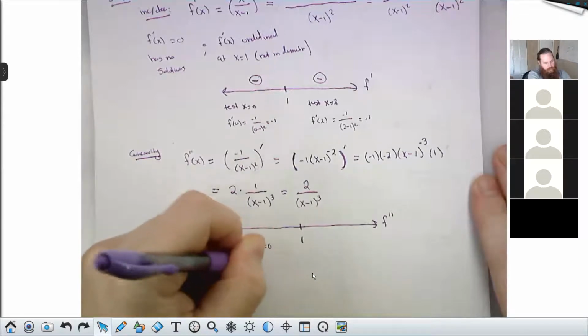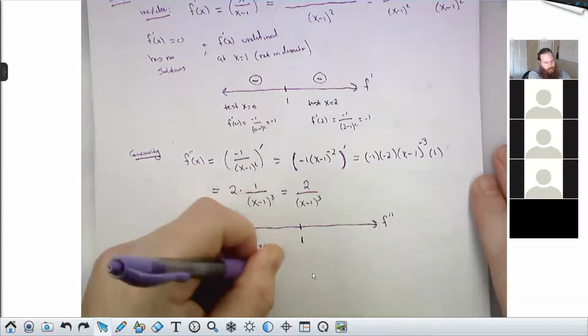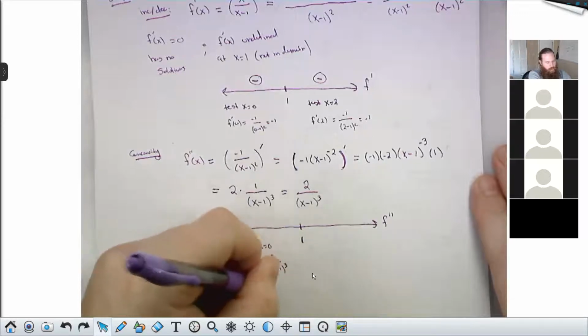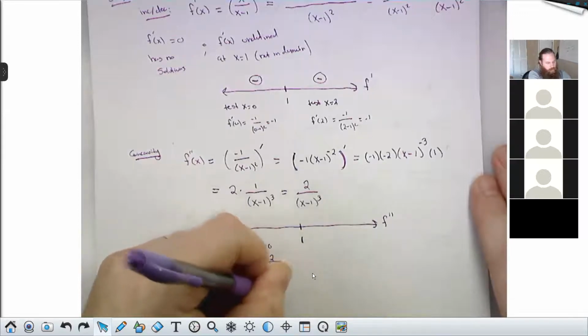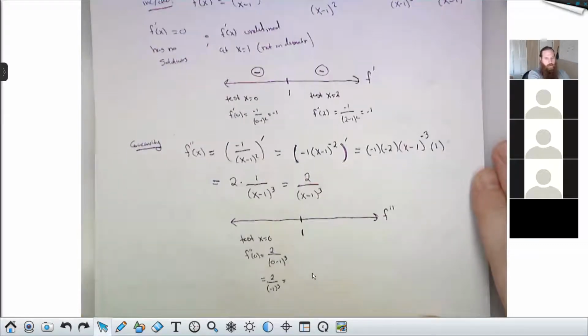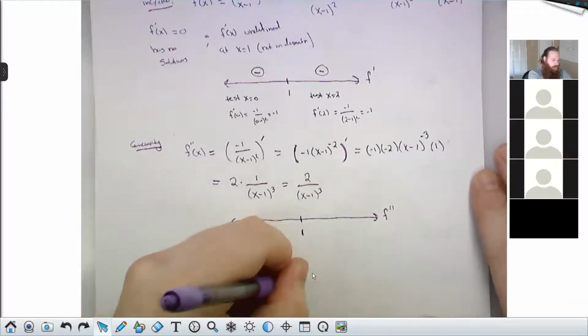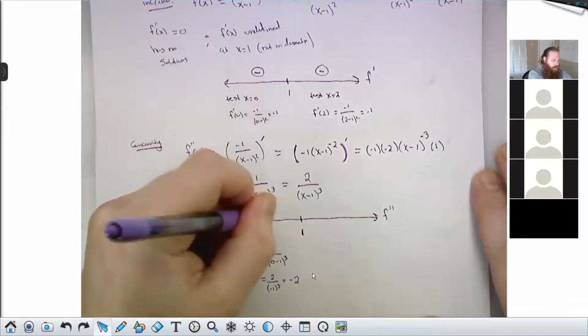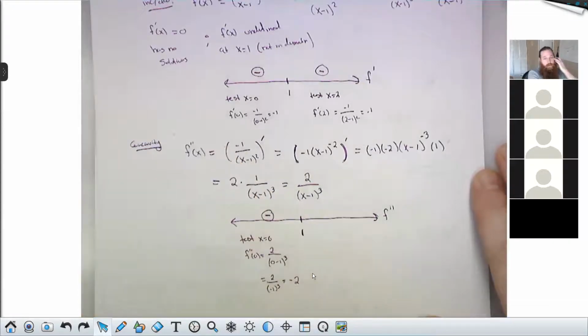f double primed of 0 is 2 over (0 minus 1) cubed. That's 2 over negative 1 cubed. Negative 1 cubed is negative 1. So that's 2 divided by negative 1, or negative 2. So that's negative.